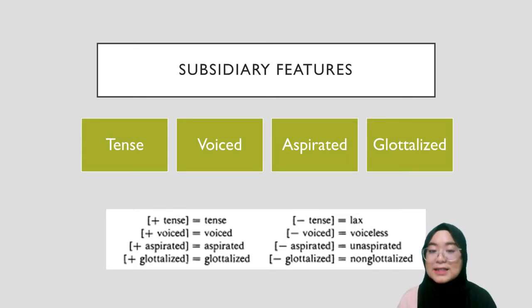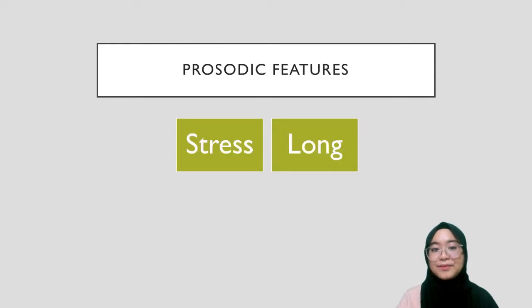The feature tense occurs with both vowels and consonants. So this kind of differentiation makes it easier for us to check and understand the features to differentiate vowels and consonants.